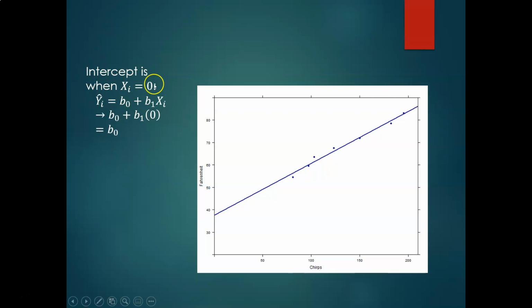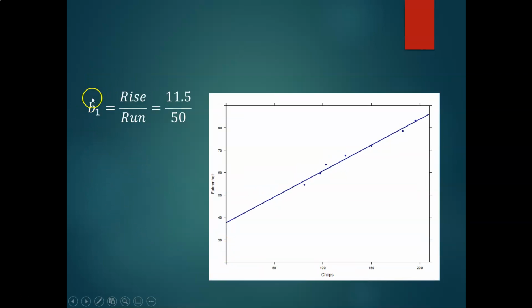So that's just a little bit more mathy way of saying how we account for the intercept. Well, the intercept is when the value on the horizontal axis is set to 0. So in this particular case, B0 is 37. We calculated the rise over the run, which is how much is the rise over how much is the run. And this is all done for you.